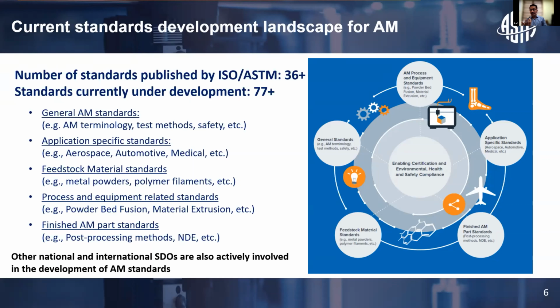Then finished AM part standards. So ultimately, what we need is a final product that is made by additive manufacturing. So we have standards which focus mainly on finished AM parts, which includes different post-processing methods, different inspection methods, non-destructive testing, and things like that. So in addition to ISO and ASTM, there are other organizations also focused on developing additive manufacturing standards, again, specifically in their domains. So I'll be touching a little bit upon those organizations as well in the coming slides.